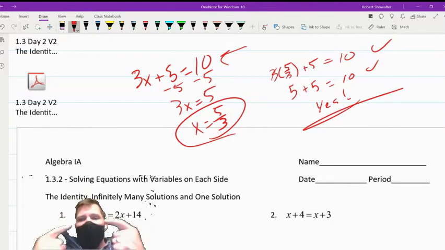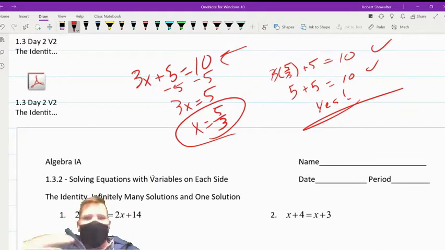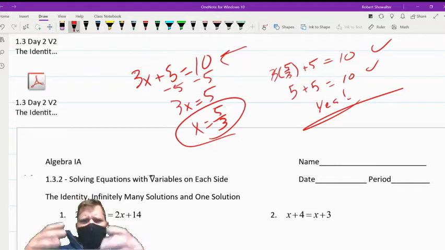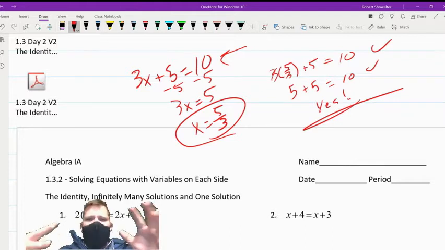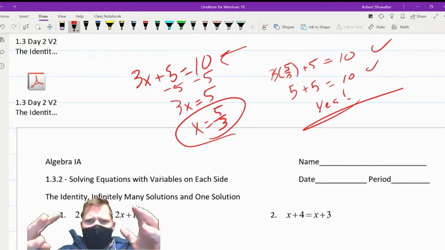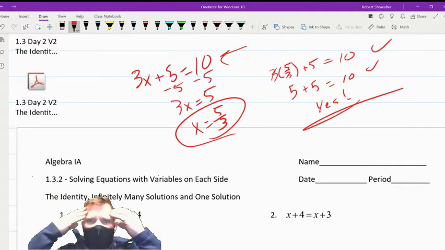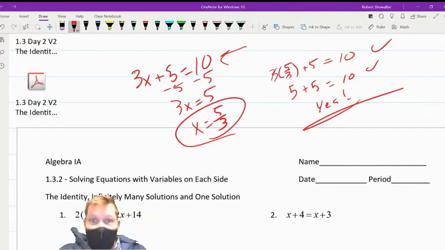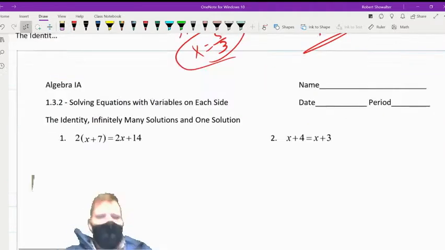But the question is, what happens if, for some strange setup of the problem that some math teacher makes, there's no more variable left? And we're all like, what just happened? So what do we do?